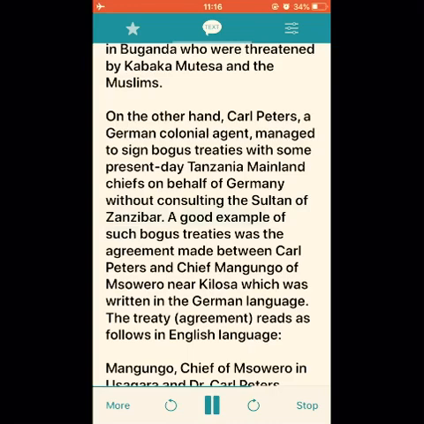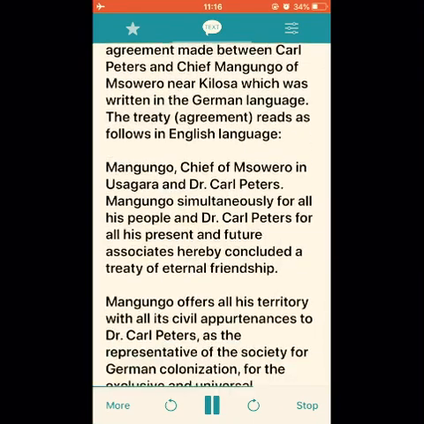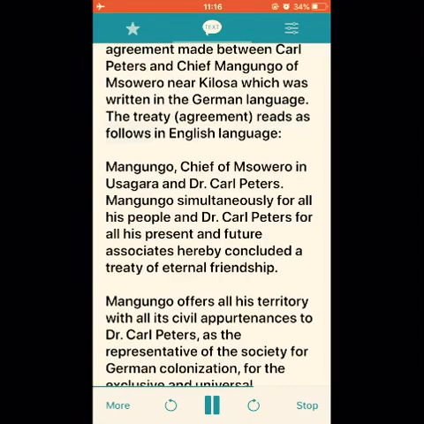A good example of such bogus treaties was the agreement made between Karl Peters and Chief Mangungo of Mzawero near Kilosa, which was written in the German language. The treaty agreement reads as follows in English language. Mangungo, Chief of Mzawero in Usagara, and Dr. Karl Peters. Mangungo simultaneously for all his people and Dr.